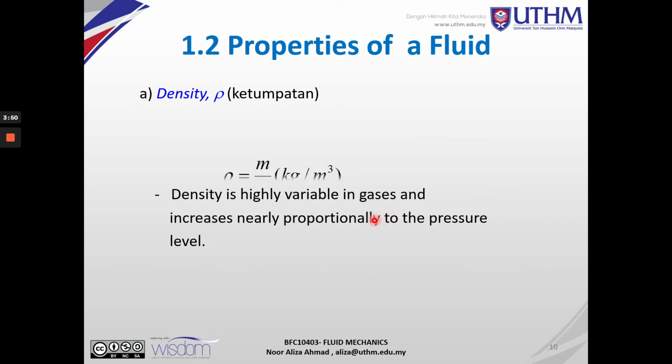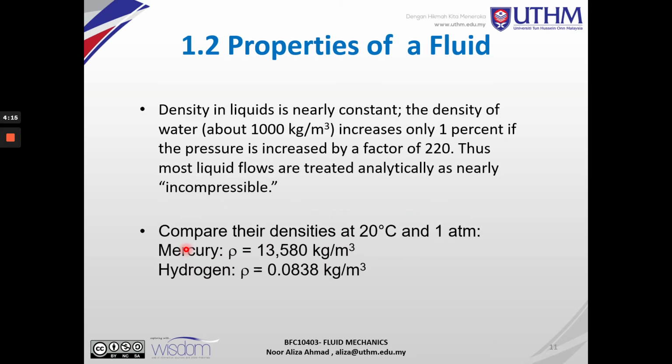Density uses the symbol rho, or in Malay is called ketumpatan. Density is equal to mass divided by volume, so the unit is kg per meter cube. Density is highly variable in gases and increases linearly, proportionally to the pressure level. Density in liquids is nearly constant. We use the density of water, about 1000 kg per meter cube.